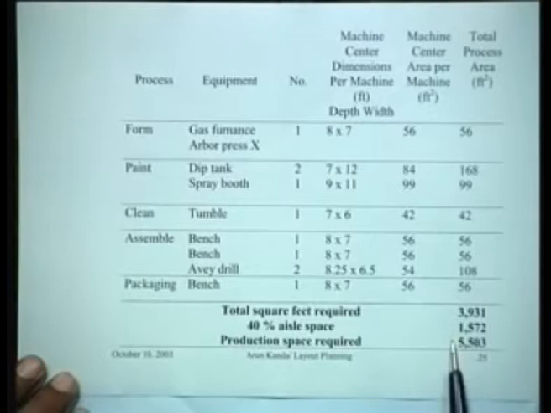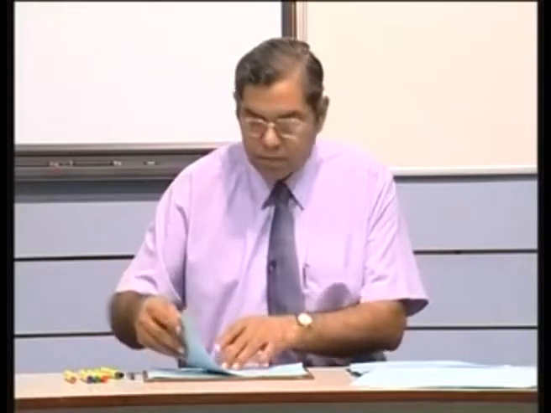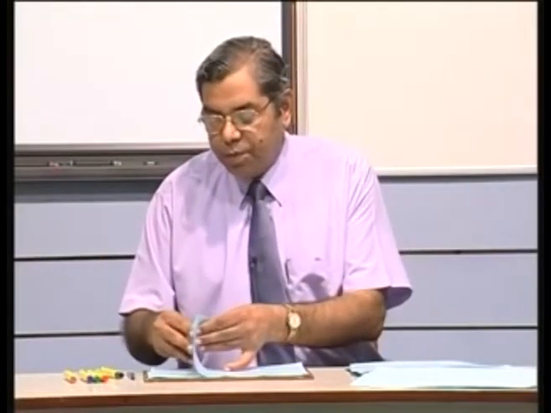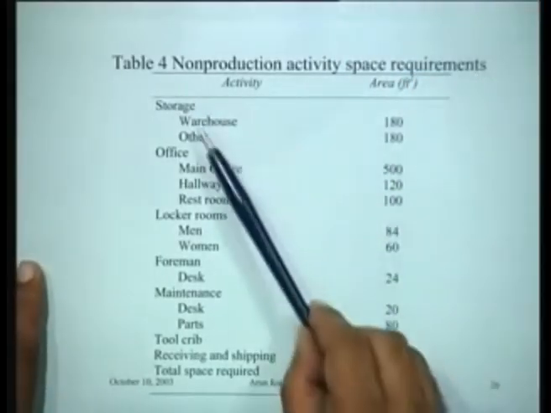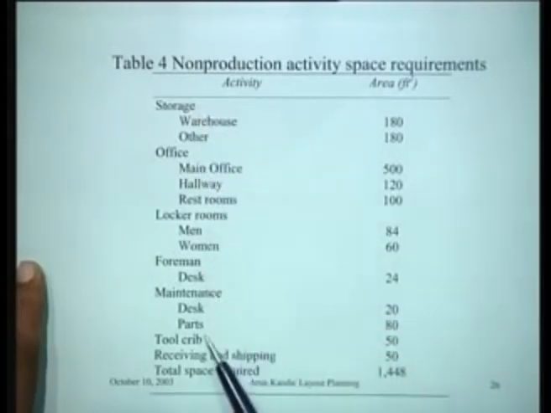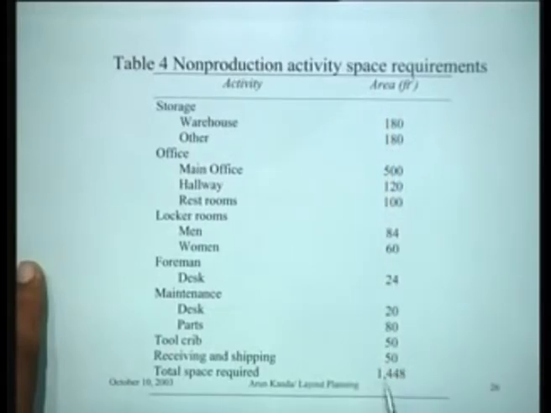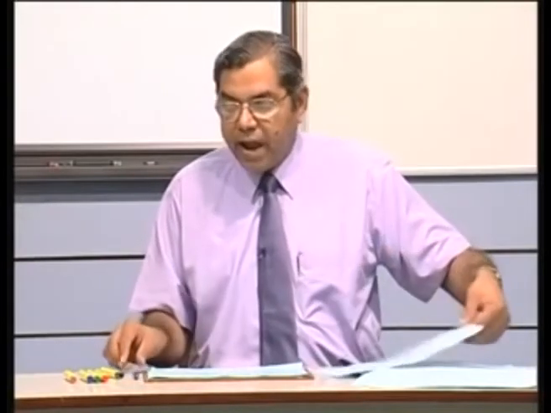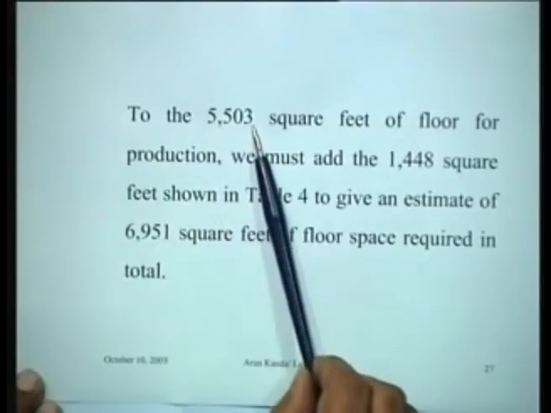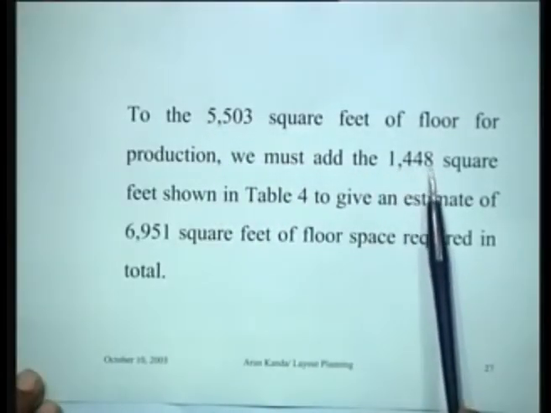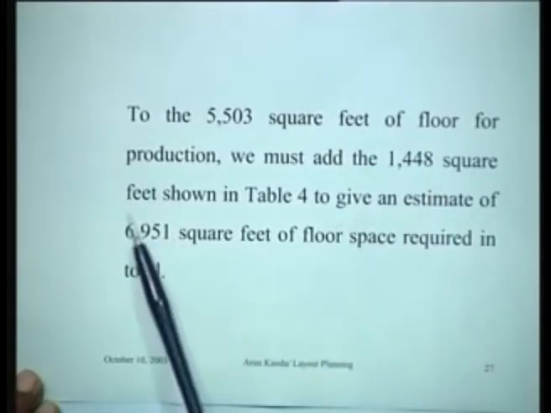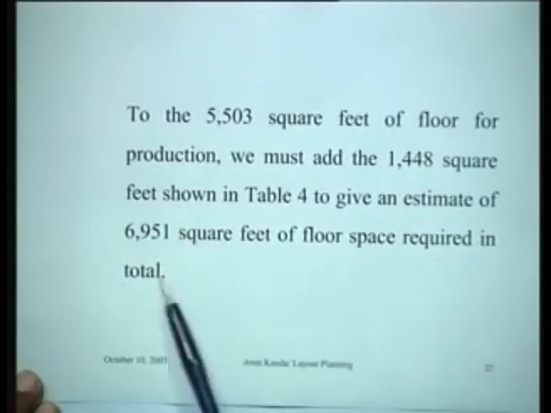That is how we calculated this space, and we also know the space requirement of individual departments as a consequence. So we have so far not considered non-productive activity space. This was only production space. So you will have to add the requirements of the non-production activity space for storage, office, locker rooms, foreman, maintenance, tool crib, and so on. And this total area comes out to 1448 square feet in addition to the one that we already had. So we'll have to add to the earlier production area 5503 this additional space of 1448, and get the total requirement of 6951 square feet of floor space required in total.